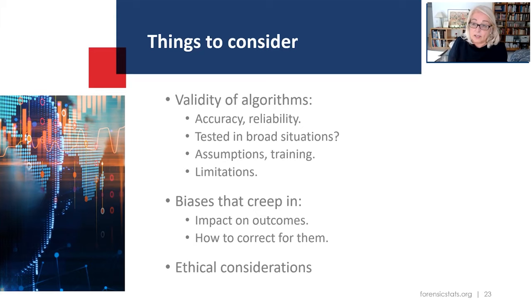Biases are inevitable, and they will creep in many different ways. Some of the biases will have a huge impact on outcomes of algorithms. And so understanding how to correct or prevent those biases is really very important. And finally, the question of ethical considerations. When should we be using algorithms at all? And what are things that we need to worry about? And so that's the end of my presentation.